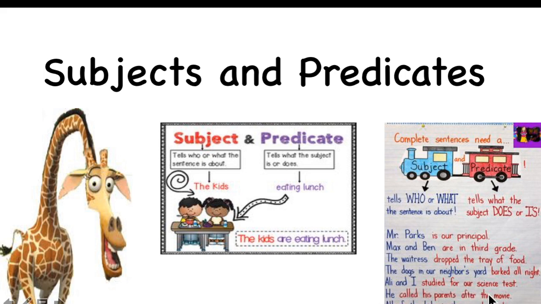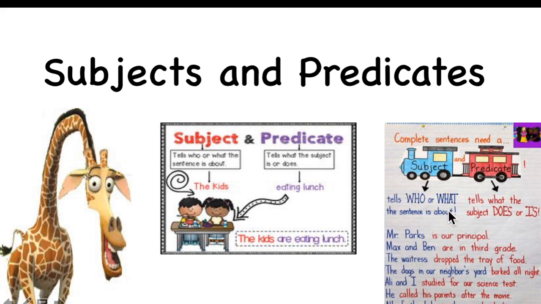That's a predicate. All of the kids in the gym laughed. Who laughed? All of the kids in the gym. What did all of the kids in the gym do? Laughed. Laughed is a predicate.